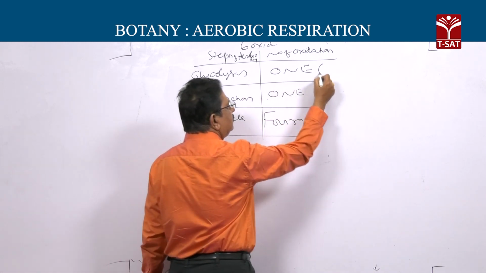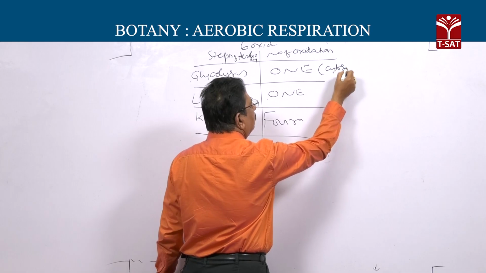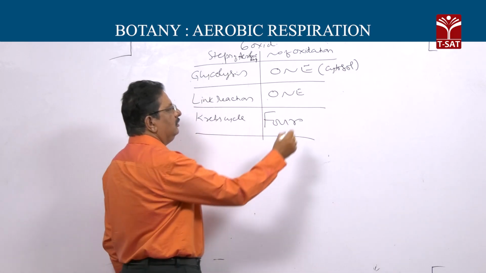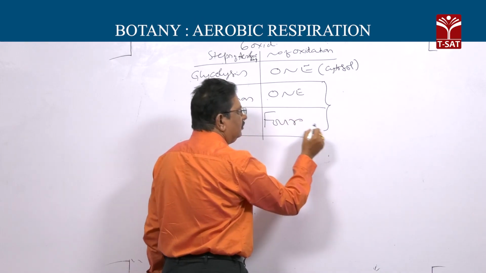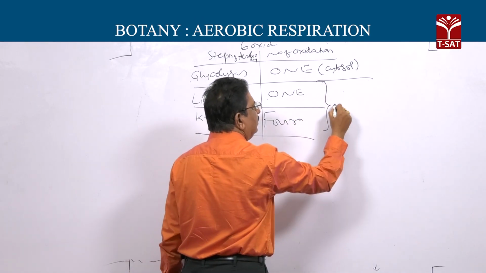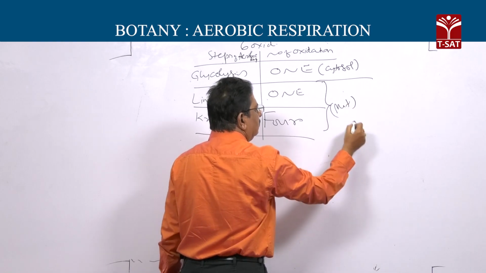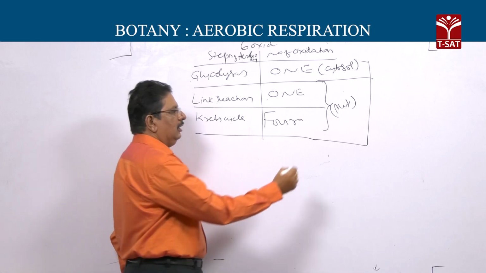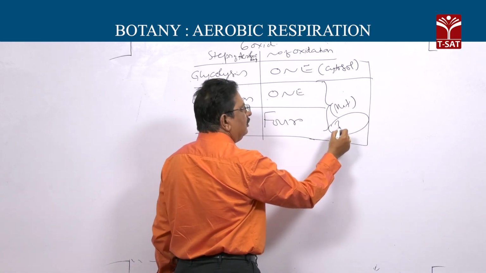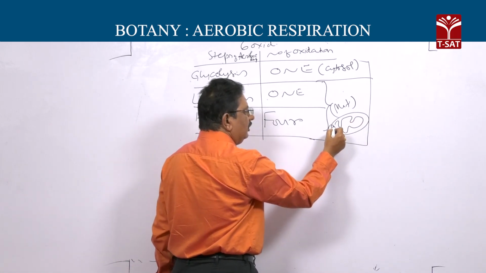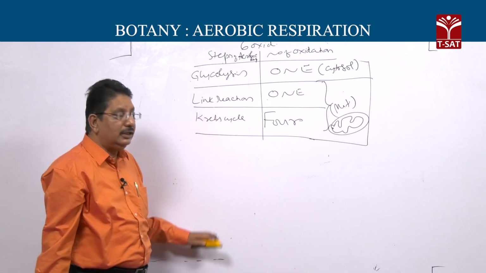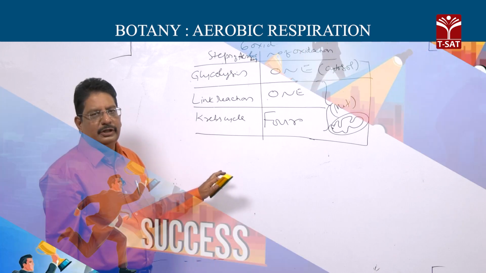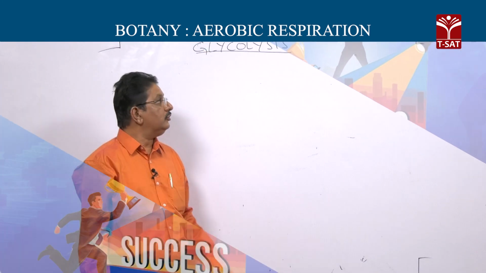So, out of these, the first oxidation completes in the cytosol and the last 4 complete in mitochondria. So, more oxidations occur in the mitochondria. That is why mitochondria is considered the important cell organelle for respiration. Okay, students.